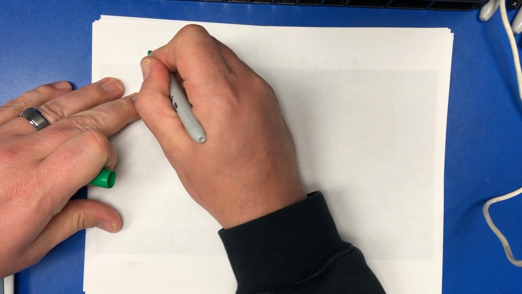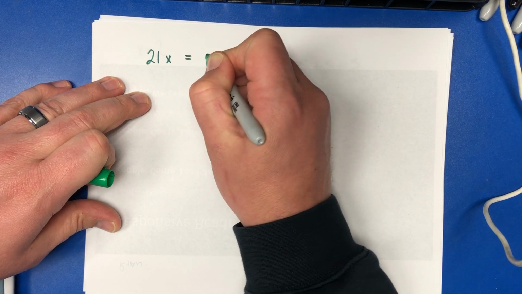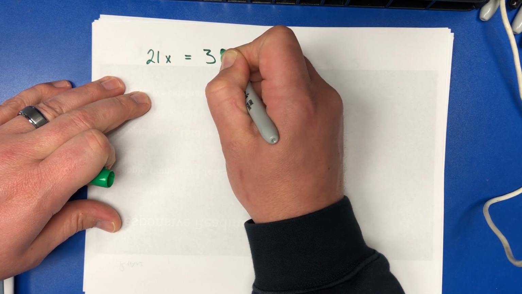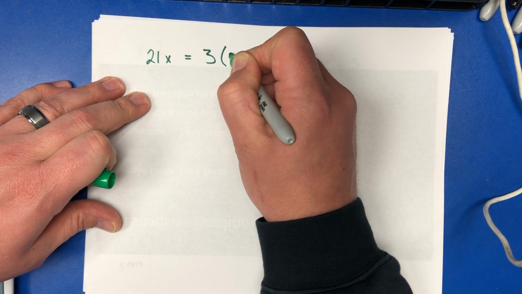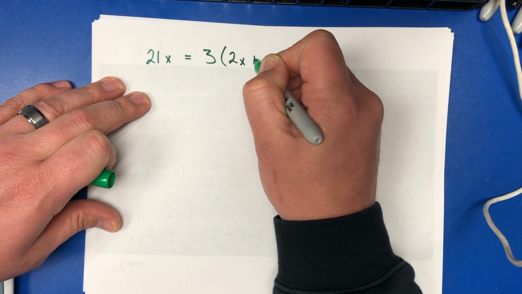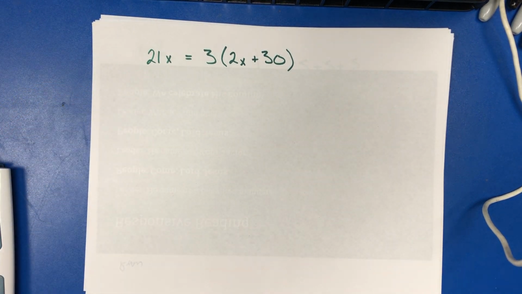In example 3, I really love the distributive property. Some people get scared by it, but it is a very, very powerful property. It's important to know your property, so please be familiar with it and practice it. So in example 3, I have the problem 21 times x equals 3 times the sum of 2x plus 30.